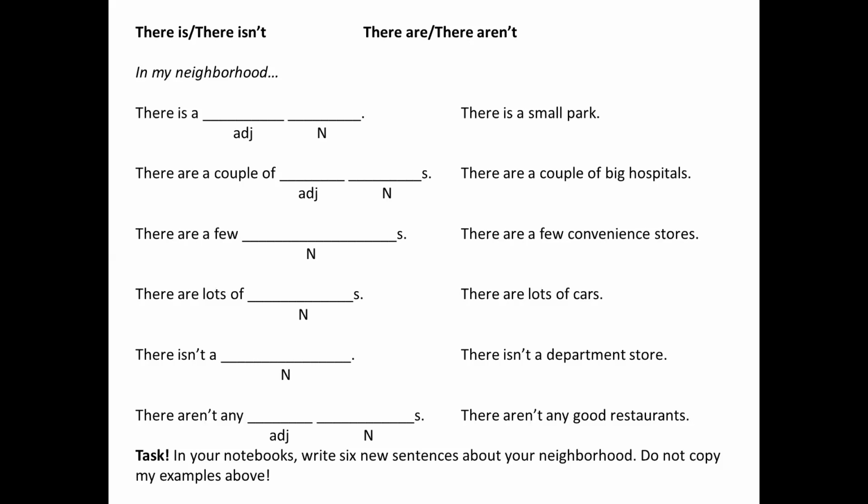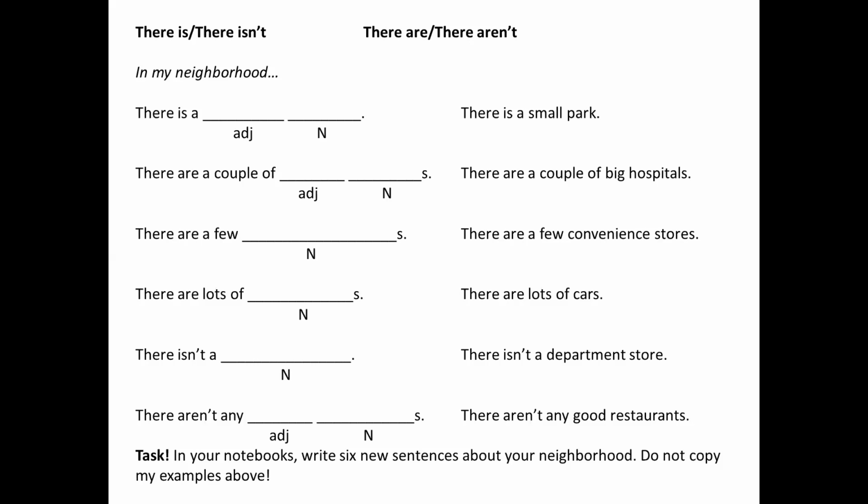Number 2, there are a couple of. Now remember, a couple of means 2. And again, we're going to use this adjective plus noun form. Now just notice how there's an S on the end of the sentence. And this is because we have more than one. So whenever we have 2 or 3 or 4, etc., don't forget, always add S. My example, there are a couple of big hospitals. When you're speaking, very important to strongly pronounce the S on hospitals.